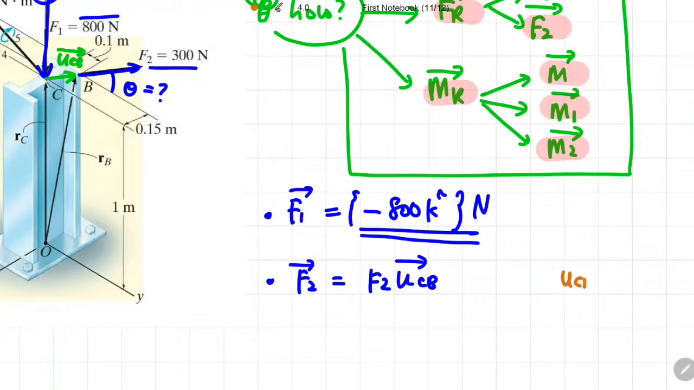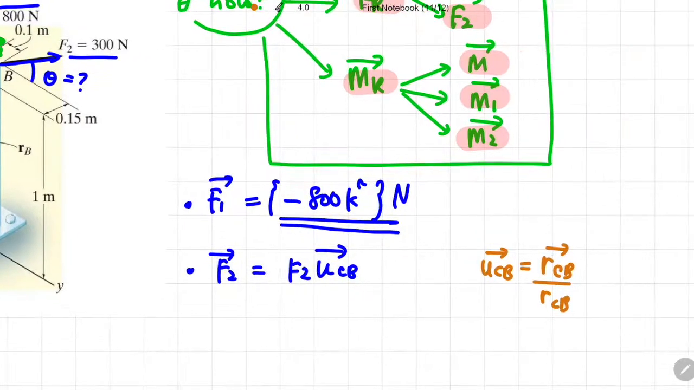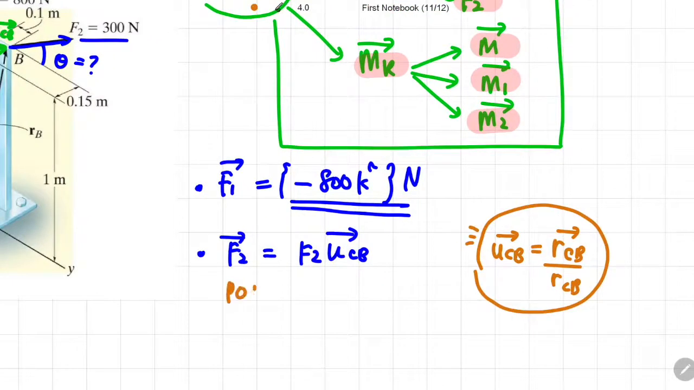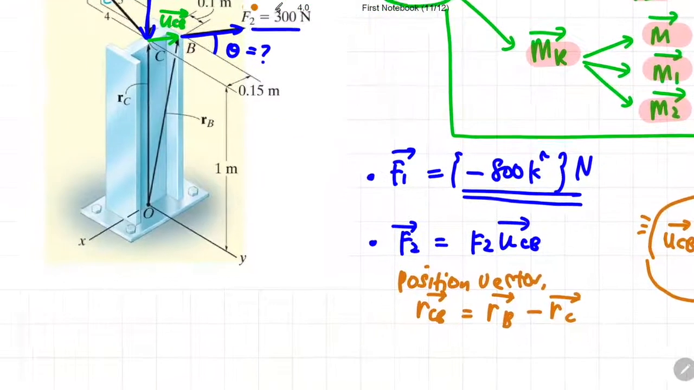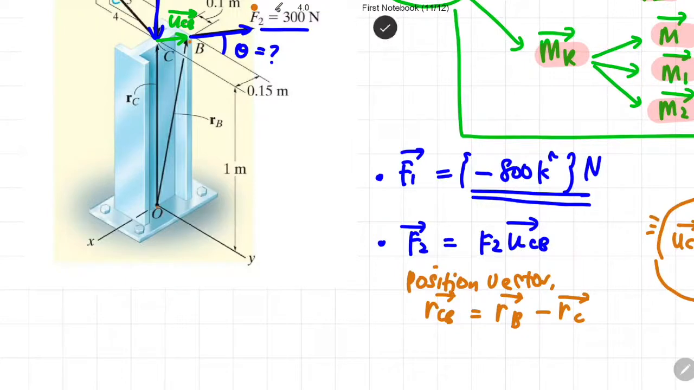Also recall from the previous lecture series, the unit vector can also be calculated by dividing the position vector of CB with the magnitude of the position vector. So based on this relationship, let us find the value of the position vector. So remember, position vector is closely associated with the respective coordinates of that particular point. So the position vector of CB would be equivalent to the position vector of B minus the position vector of C.